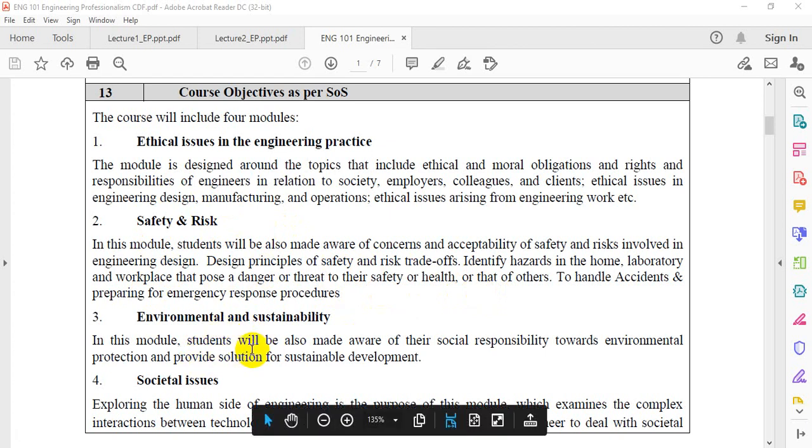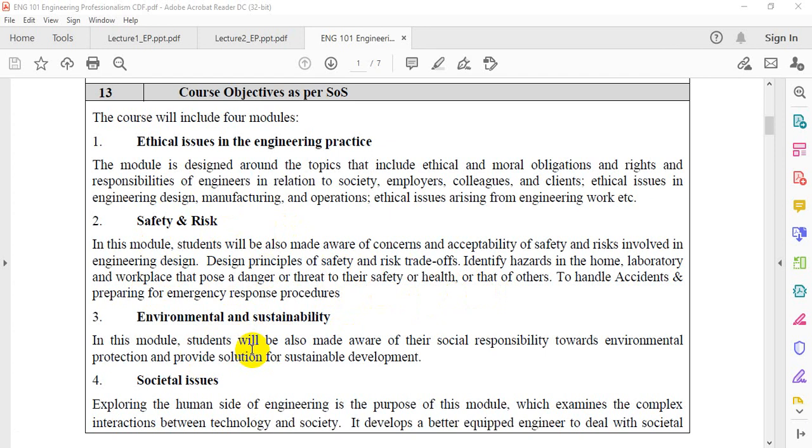Then we'll be talking about the environmental and sustainability issues. Nowadays engineers are totally into the environment, totally into the sustainability issues. They're trying to develop green technologies.